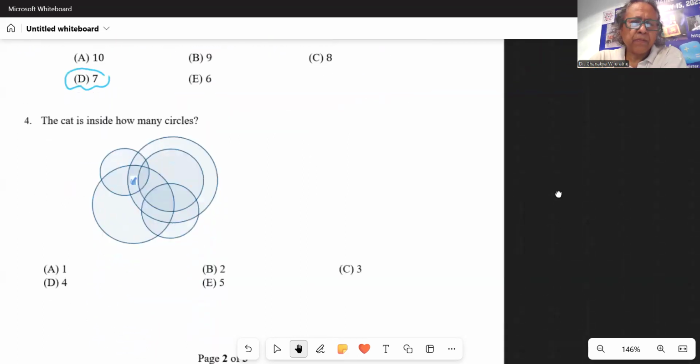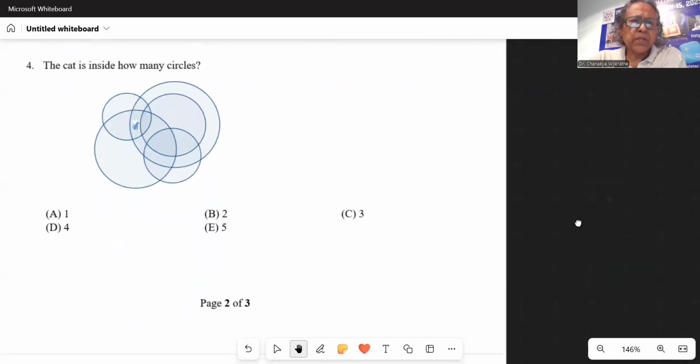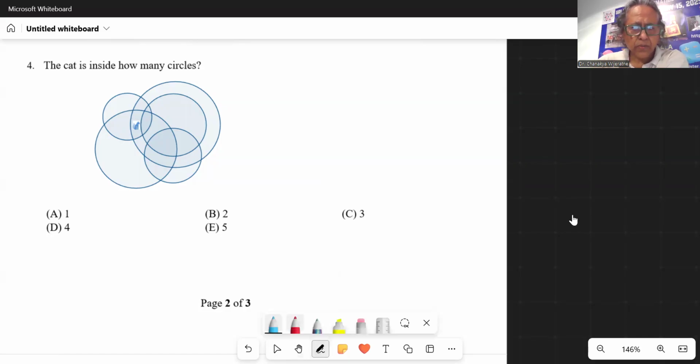Okay. So the next question: the cat is inside how many circles? So you can see that there are how many circles? I can see that there are 5 circles. So we need to find out in how many circles the cat is inside. So what we can do is color each circle.